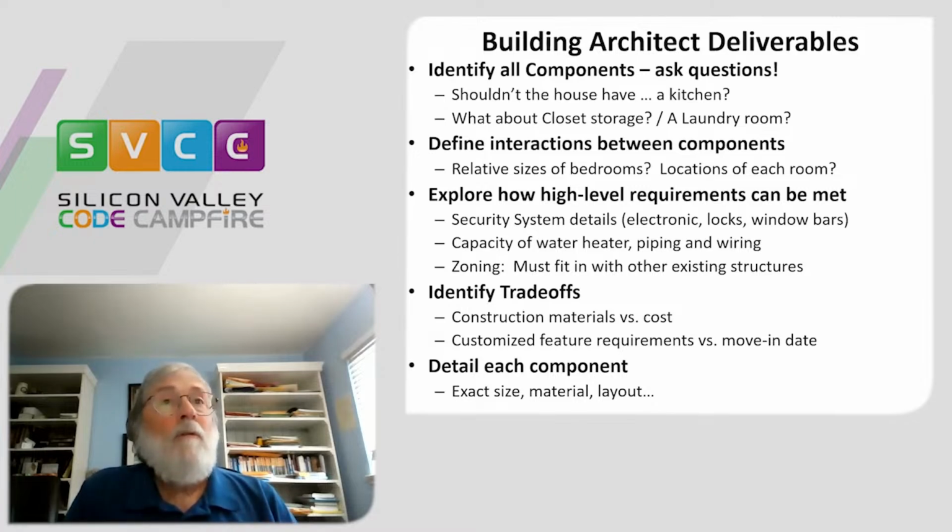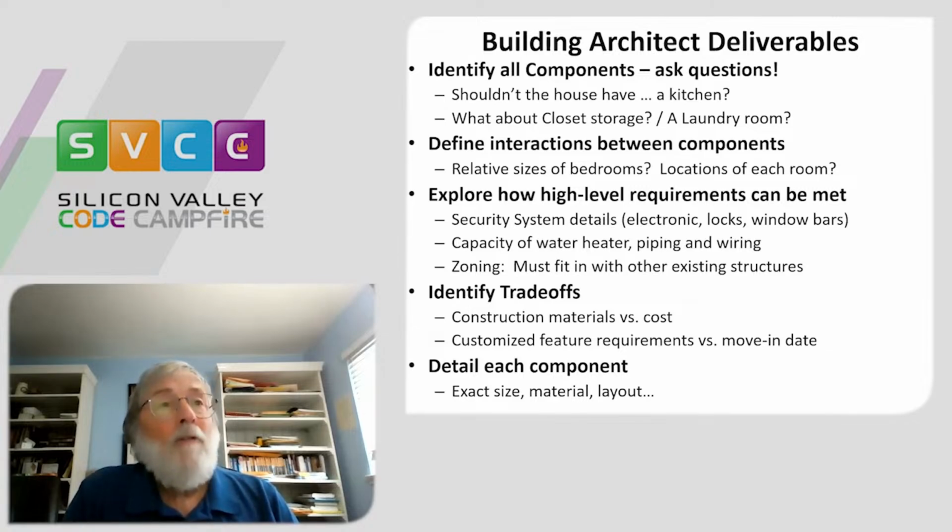What are the sizes of the bedrooms? Where are they located? What about the high level requirements? Security is a word that's used both for building houses and for building applications. But what kind of security? In the case of a house, it could be anything from an electronic photo system that scans the doorway to, in a less safe neighborhood, bars on the windows.